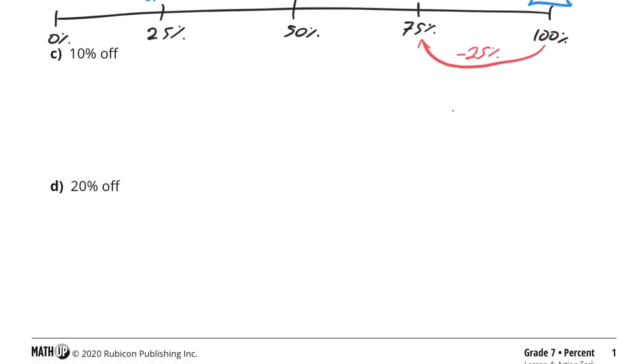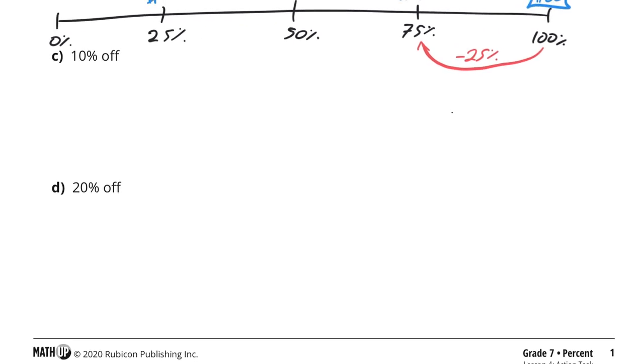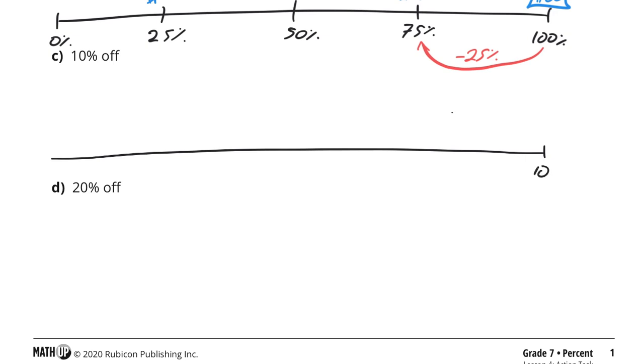Next, we have Priya paying $45 for 10% off. So again, let's make our number line with 100% over here and 0% over here. And now we're talking about tenths. So let's split this whole number line into tenths, or 10 percentages. I'm going to start by putting something in half, and then I'm going to go 10, 20, 30, 40, 60, 70, 80, 90.